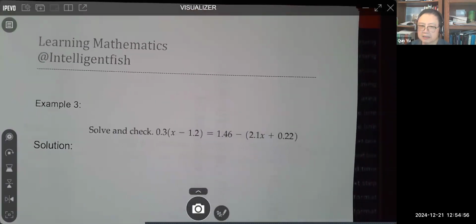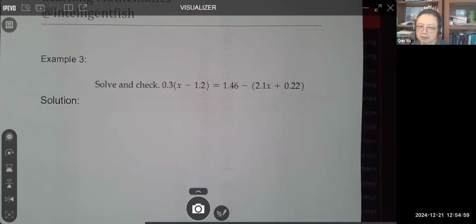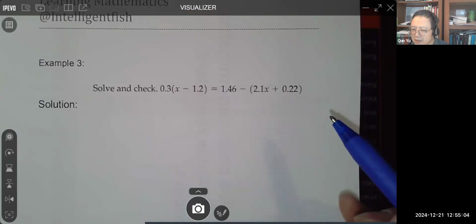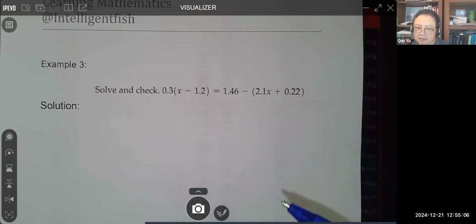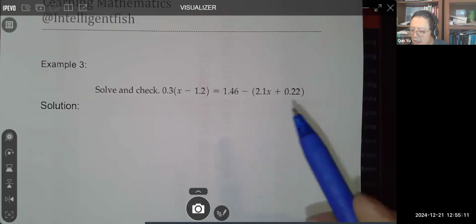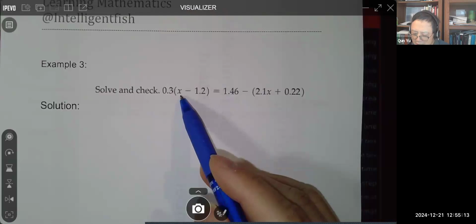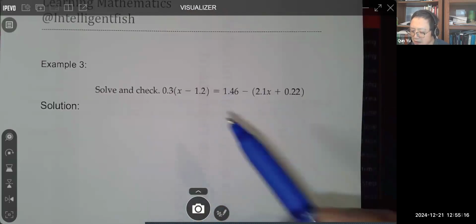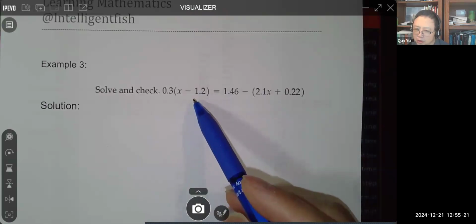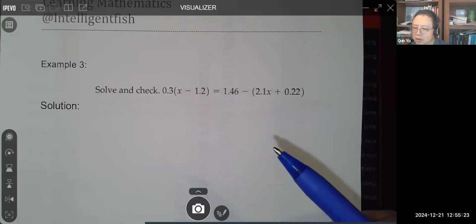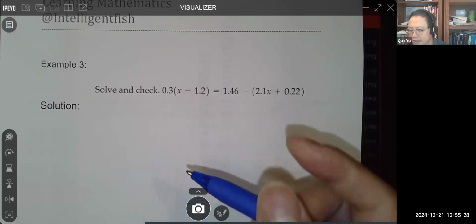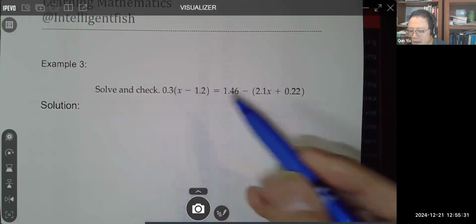Now let's look at another example. In this one, notice that we have parentheses, right? And when we learn the order of operations, it says we need to do the operations inside parentheses first. That's only good when you have numbers only inside parentheses. You cannot do x minus 12 or x minus 1.2 in this case without knowing the value for x. We cannot do that. That's why in algebra, we have another way to work with parentheses.